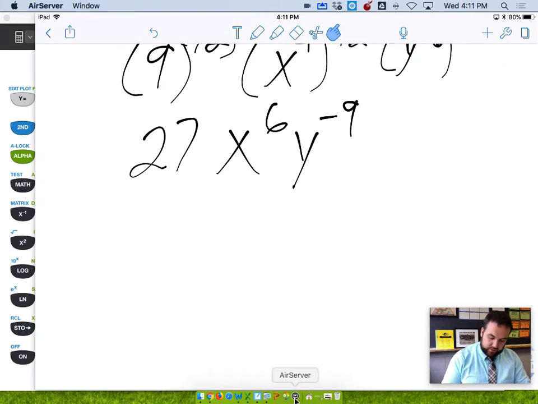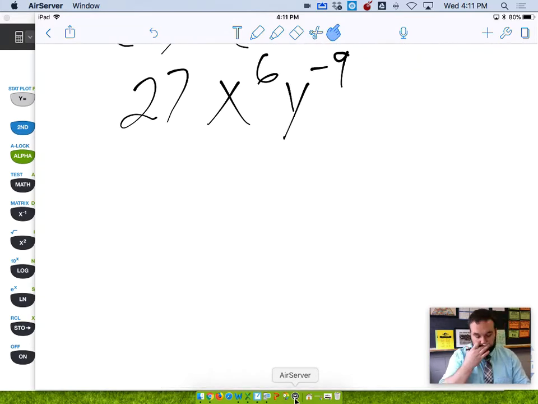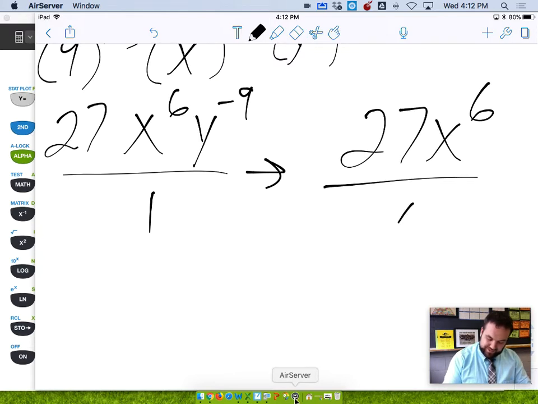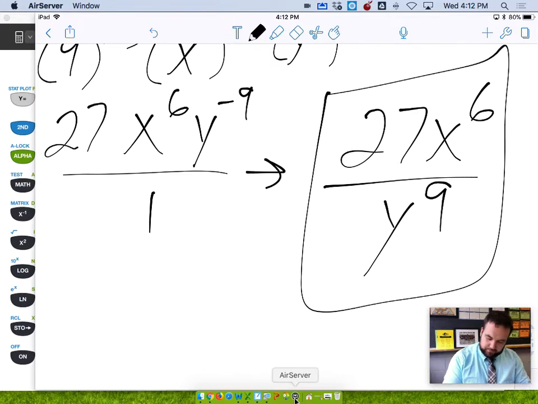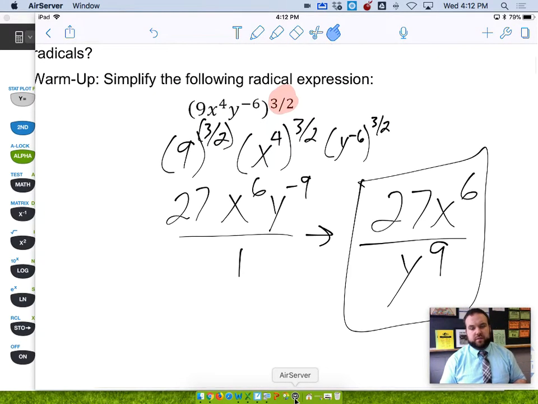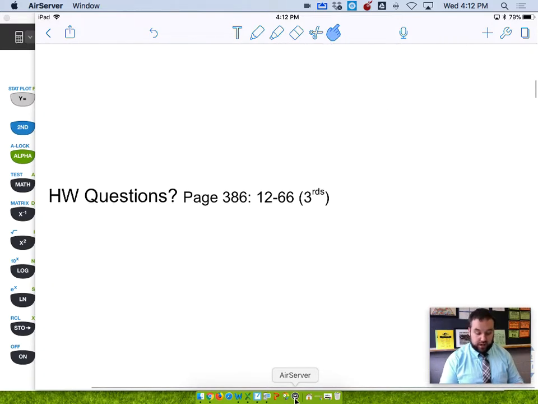Then, of course, a negative exponent can't be part of our final answer. So we're going to put this over 1, and we're going to take that y and move it to the bottom. So our simplified answer is going to be 27x to the 6th over y to the 9th. Again, just some of the things that we can do to simplify these expressions. But what we're going to do today is actually apply it to an equation.